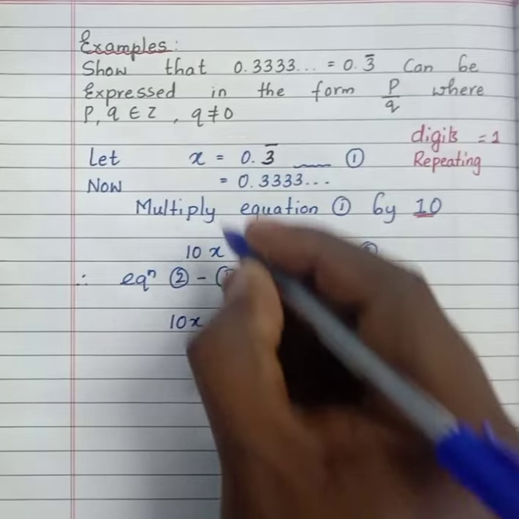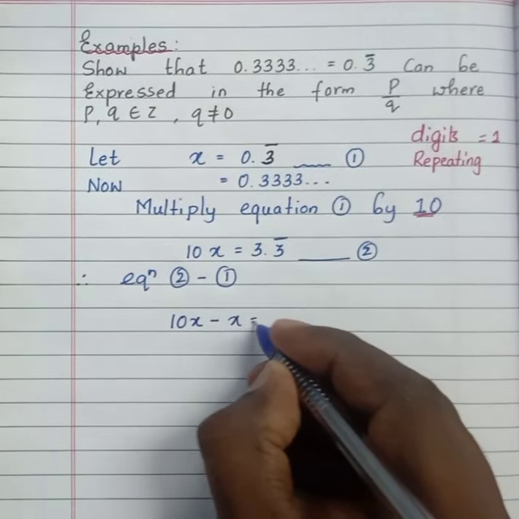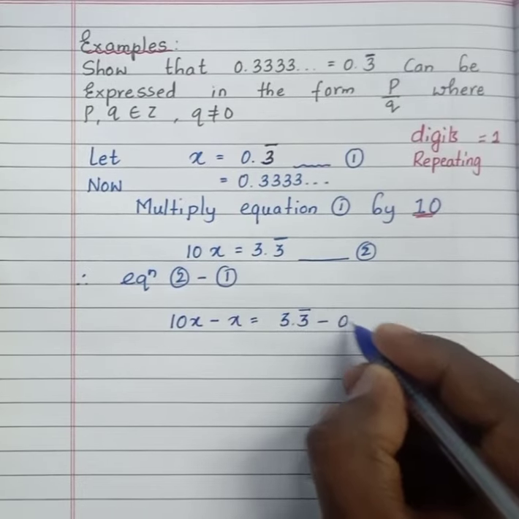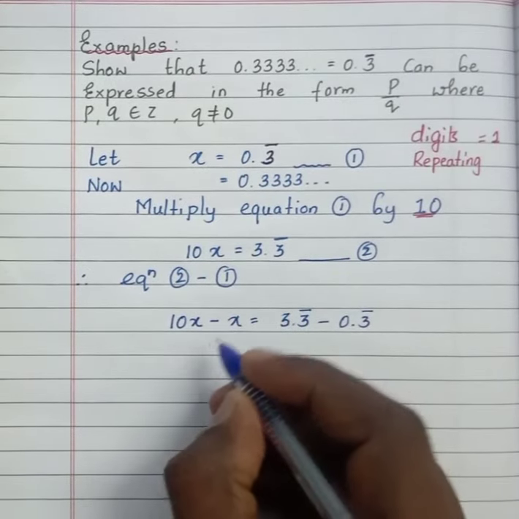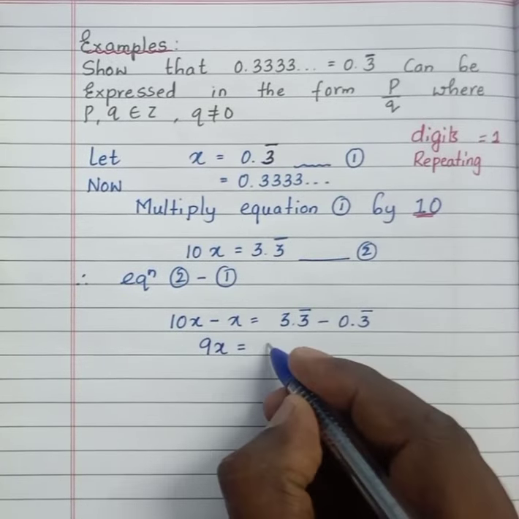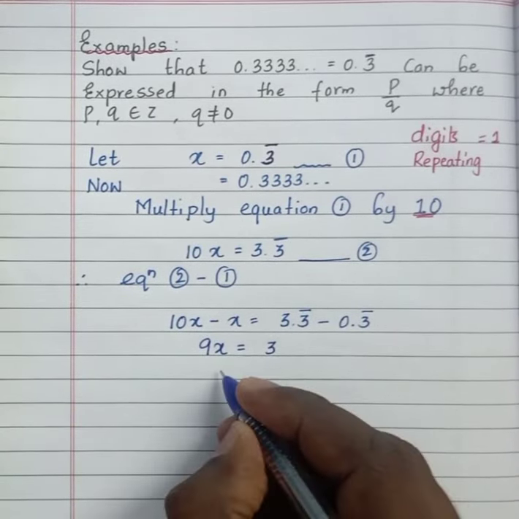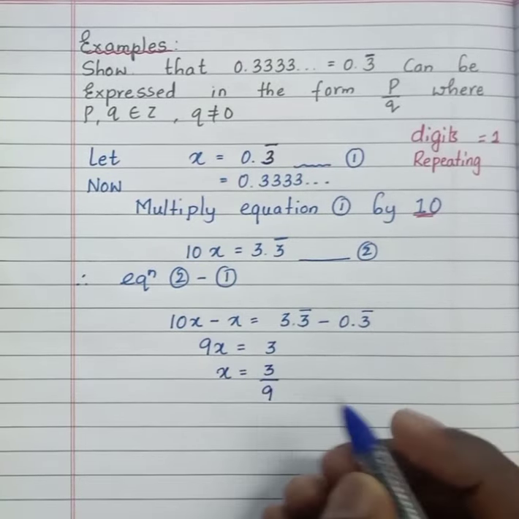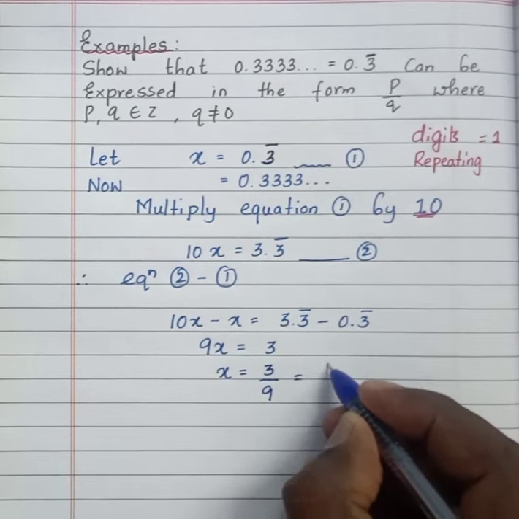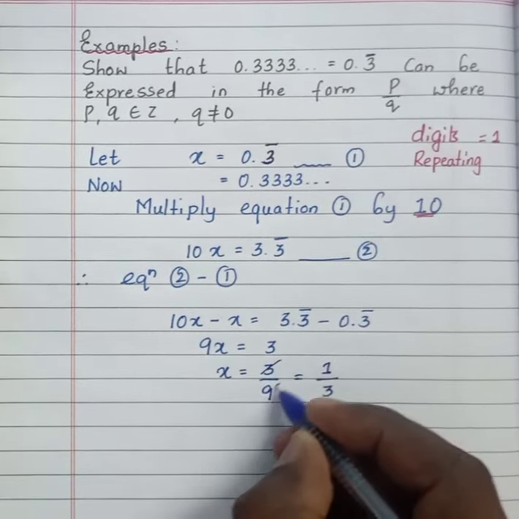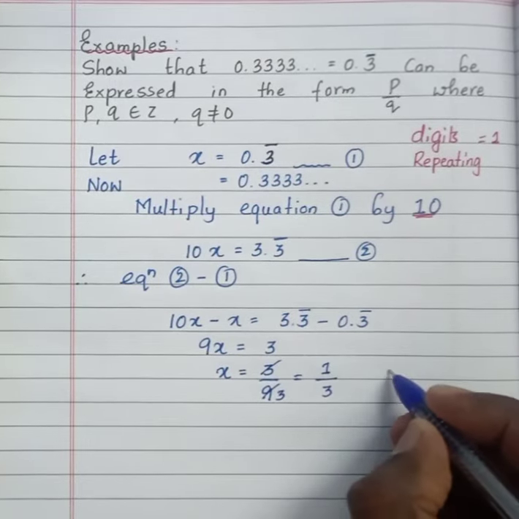Now, 10x minus x, that is LHS, and on the RHS, 3.3 recurring minus 0.3 recurring. Now 10x minus x is 9x, which is equal to 3.0. 3 recurring and 3 recurring will be cancelled. We get 9x equals 3, x equals 3 by 9, 3 ones are 3, 3 threes are 9. Now x equals what? x equals 1 by 3.